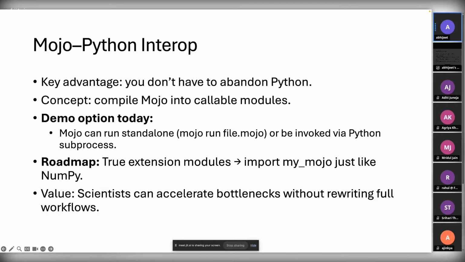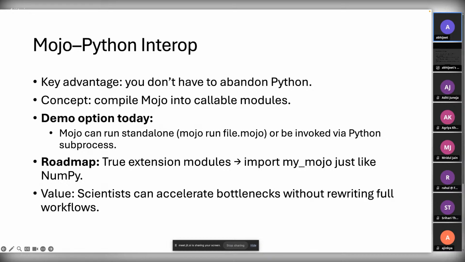Another strength is interop. Instead of forcing you to switch ecosystems like Julia, Mojo is designed to interoperate directly with Python. We'll see the example of how it works. The vision is to write a function in Mojo, compile it as a Python extension, and then import it directly. That's already documented, though not fully in the open-source toolchain yet. But I have created one demo version here.